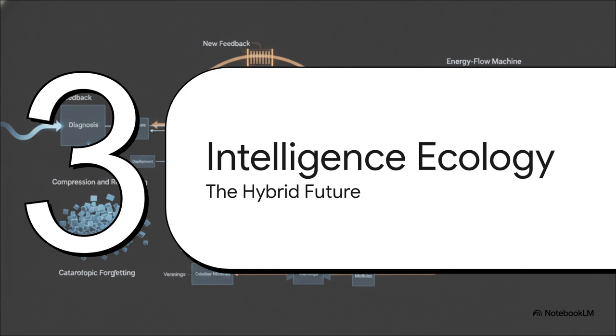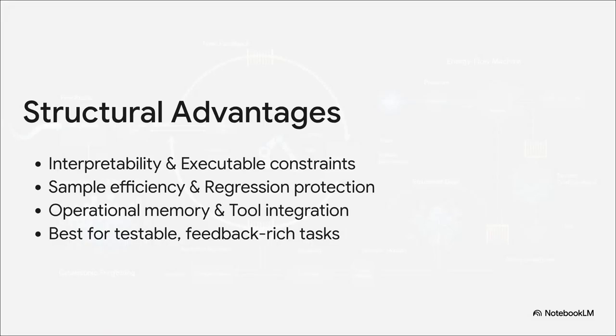Finally, Section 5, the new intelligence ecology. So where does heuristic learning actually shine brightest? It's an absolute powerhouse in domains that are testable, feedback-rich, and where solutions can be represented in code. Think robotics control, complex system diagnostics, or continuous integration workflows.